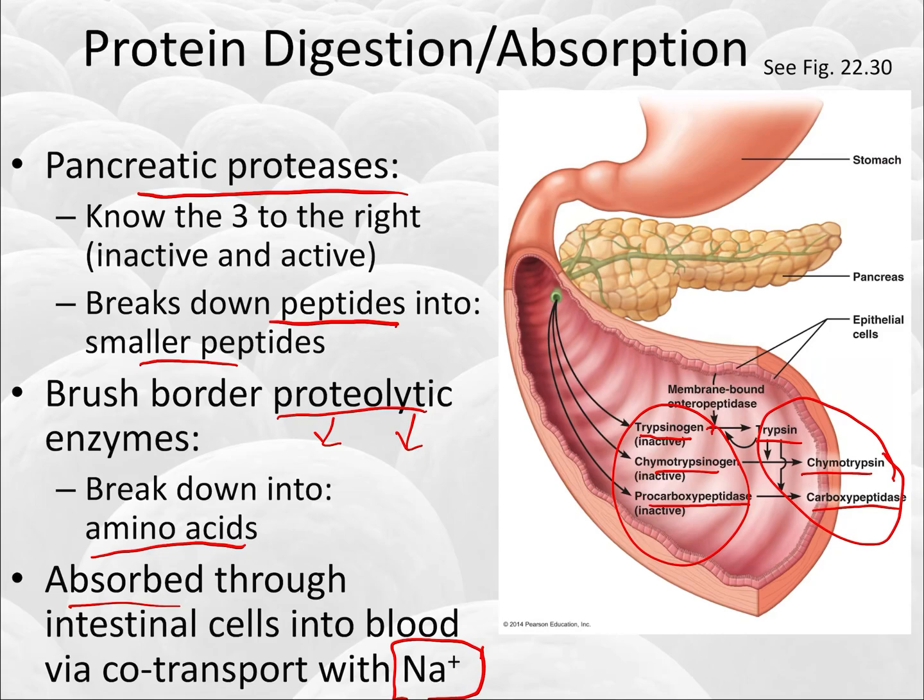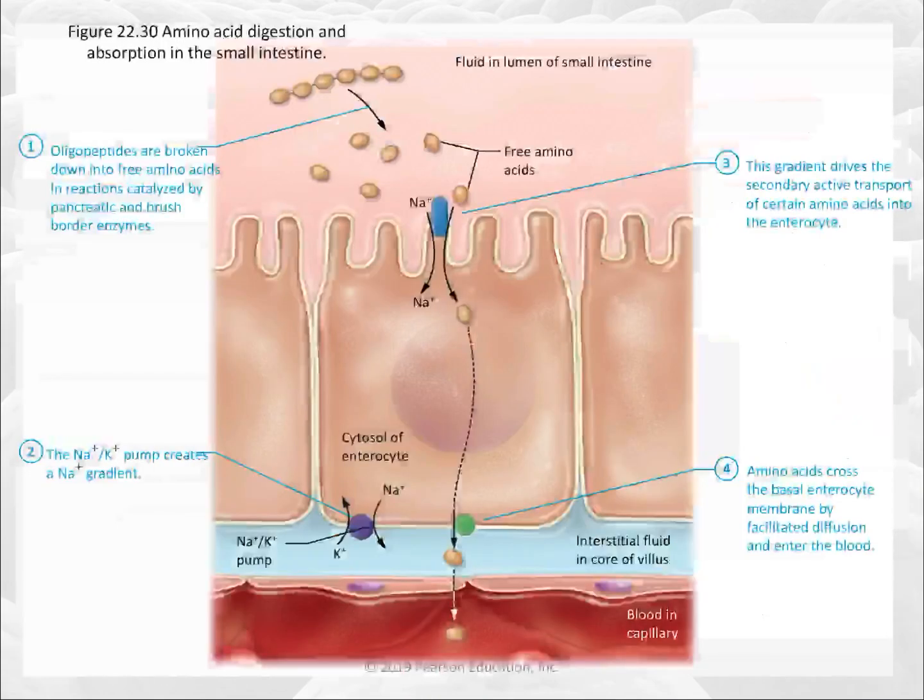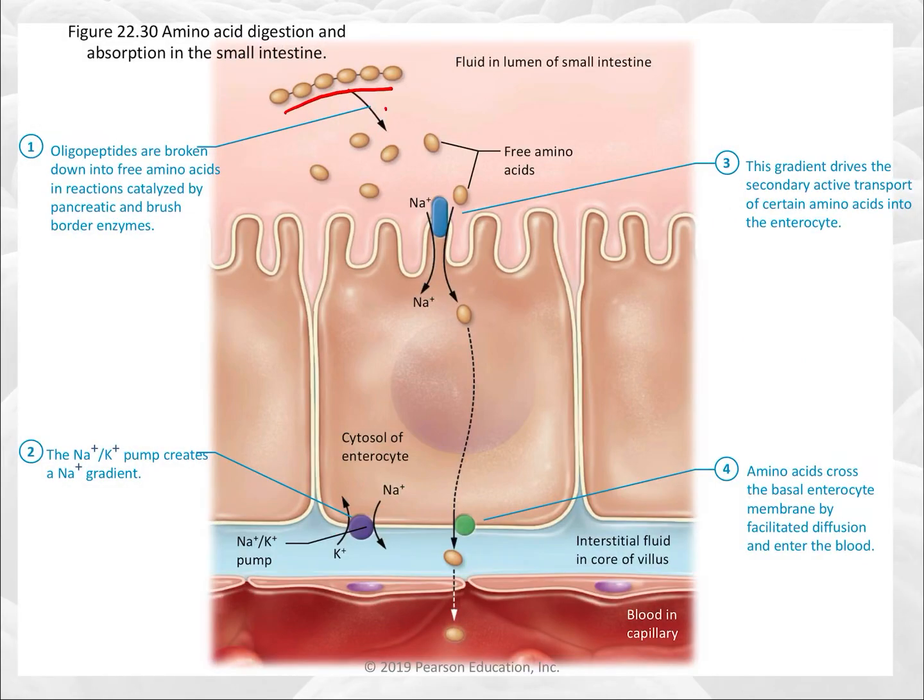Same thing. Okay, this is what it looks like. We go from long polypeptide chains all the way down into single amino acids. Then we got co-transport with sodium, just like before. Still, that sodium-potassium pump is important to create that gradient. All right, and then it shows the amino acid getting into the blood.